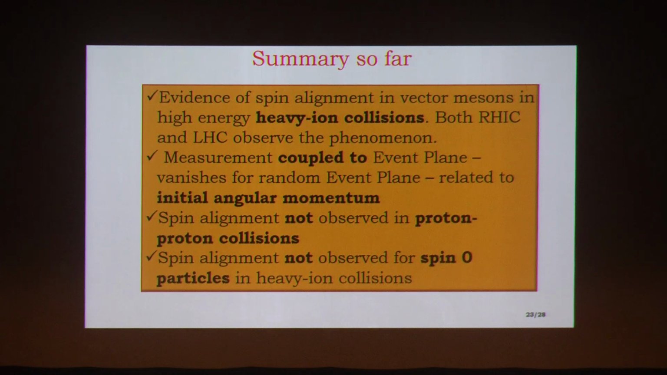So the summary so far is there is evidence at the level of 2 to 3 sigma, but at RHIC for phi mesons at the level of 8 sigma, of spin alignment of vector mesons. These measurements seem to be coupled to the event plane and vanish when we randomize it. That suggests that they are related to the initial angular momentum effects. It is not observed for proton-proton collisions, where we do not have a large initial angular momentum. It's also not observed for spin zero particles.